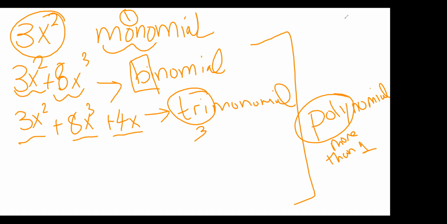And this polynomial could be a binomial if you add 2. It could be a trinomial if you add 3. And if you add 4 or 5 or 6, we also call it a polynomial. Is it clear now? Yes, teacher.